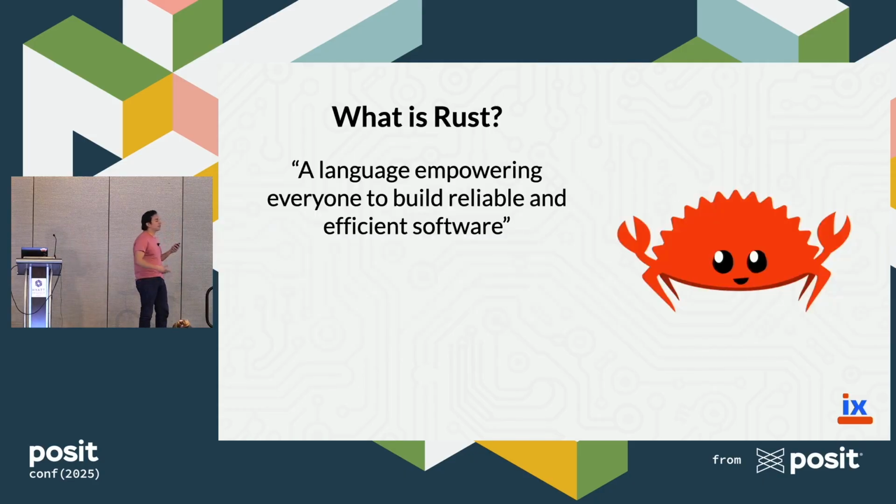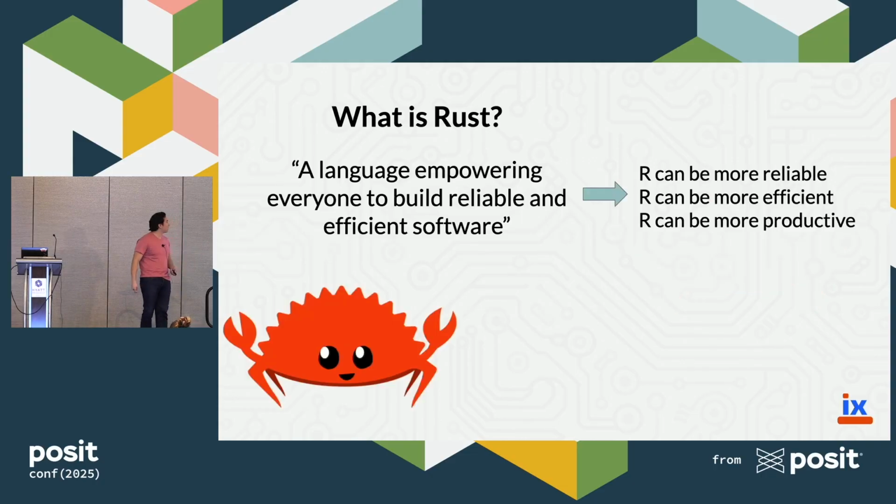And that goes back to the definition of Rust. Rust is a language that, in a technical sense, makes sense, whatever. But most importantly, it is a language that's empowering everyone to build efficient, performant, reliable software. And what does that mean for R? Well, that we can make R more reliable, more performant, and also much more productive.